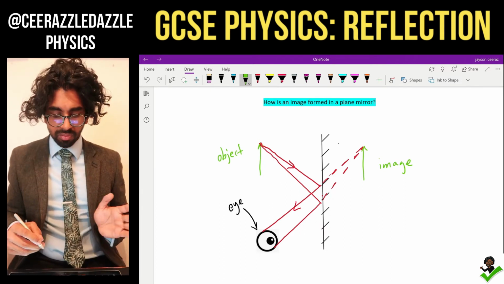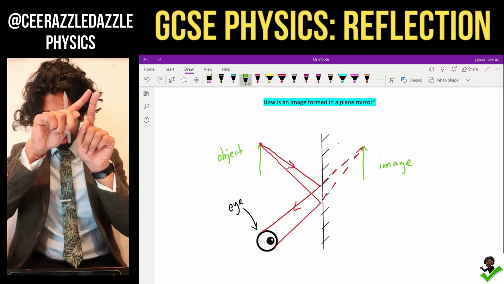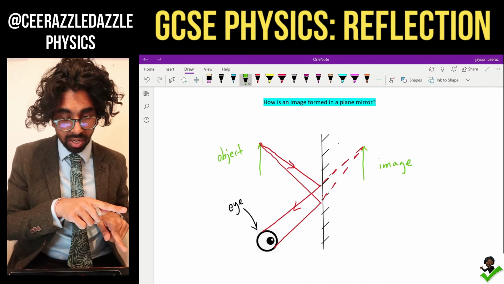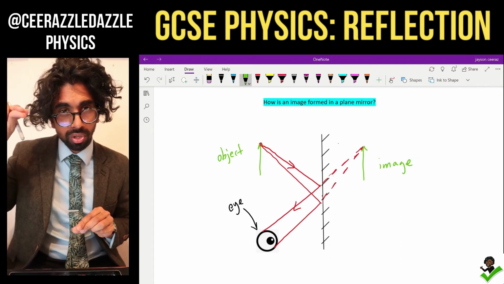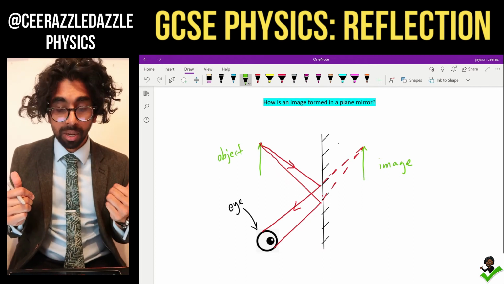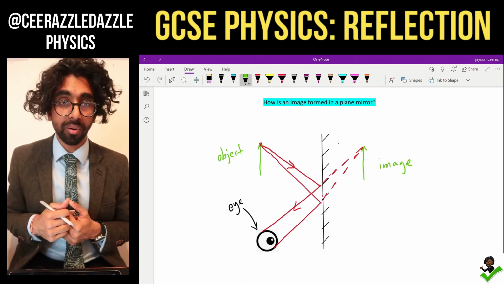So step number 1, you draw the lines, 2 lines from the object, traveling, hitting the mirror, going into the eye. Then you extrapolate the lines back. Where the 2 lines meet, that's where the image is formed. And that's how we look at images within a mirror.